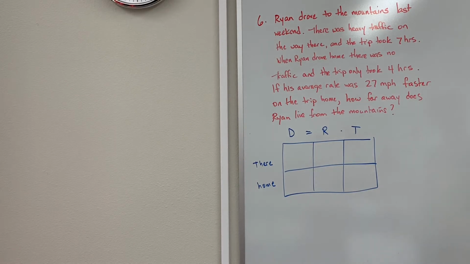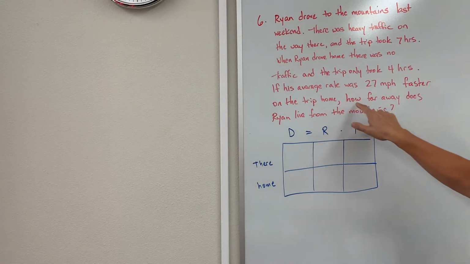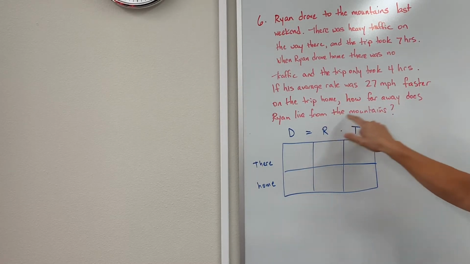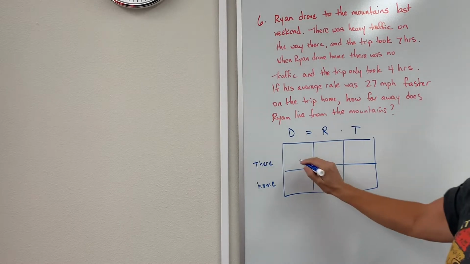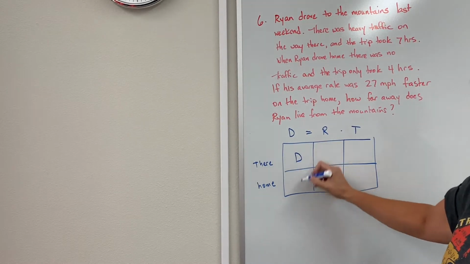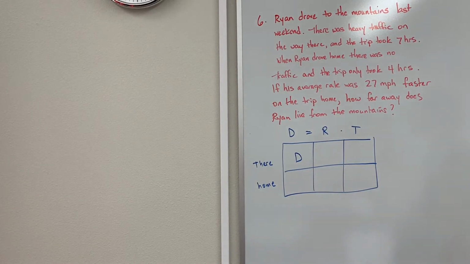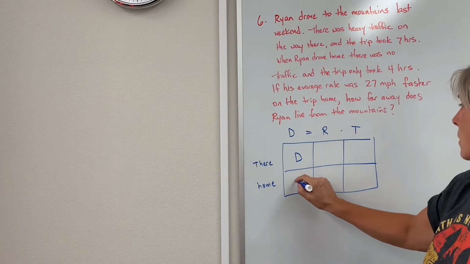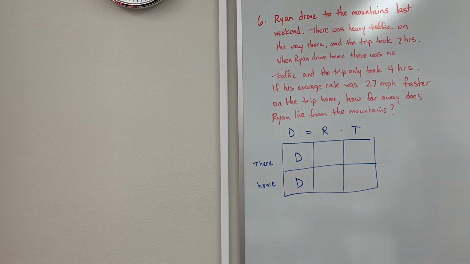So going there, what was the distance? They never told us what the distance was. In fact, that's what they're asking for. How far away does Ryan live from the mountains? So I don't know the distance, so I'm going to put D. But what I do know is that the distance there should be the same as the distance home. So both of those are D.